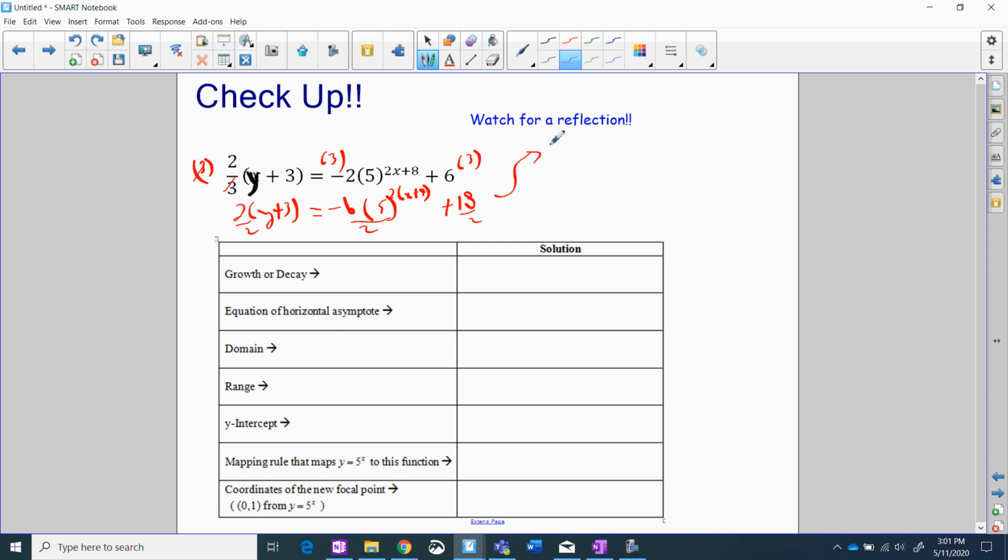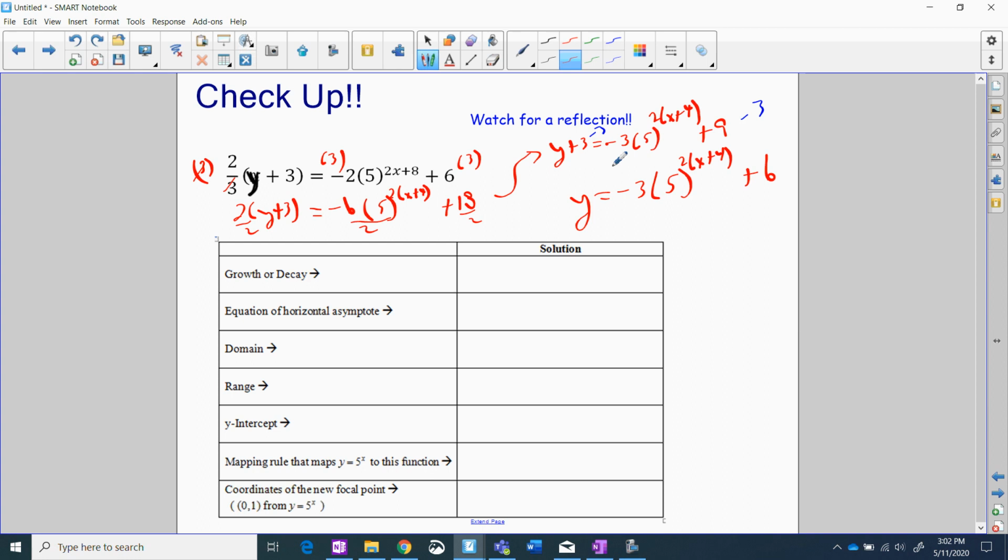Let's go up here. So it's going to be y plus 3 is equal to negative 3, and the negative 3 has no effect on your base. It stays the way it is. So 5 to the (2 times (x plus 4)), and this will be plus 9. And then the last thing is subtract 3 from both sides. When you subtract 3 from here and subtract 3 from the right side, you end up with this function: y equals negative 3 times 5 to the (2 times (x plus 4)) plus 6.